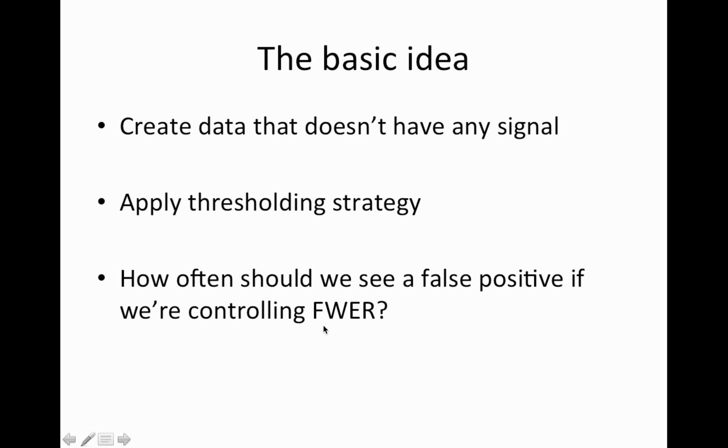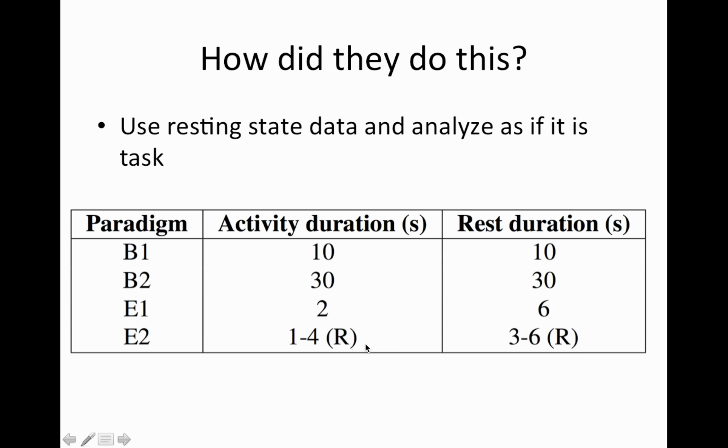So effectively that means your type 1 error is the number of studies with any false positives divided by the number of studies. So it's not computed over voxels, but it's computed over studies. So you can review the family-wise error rate video for more on that. So how do they do this?